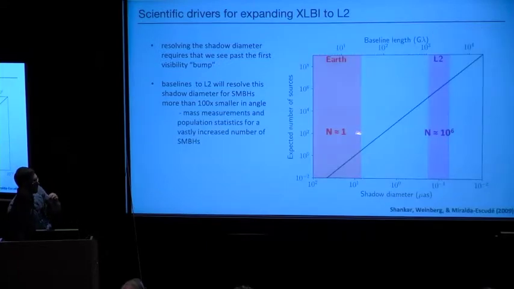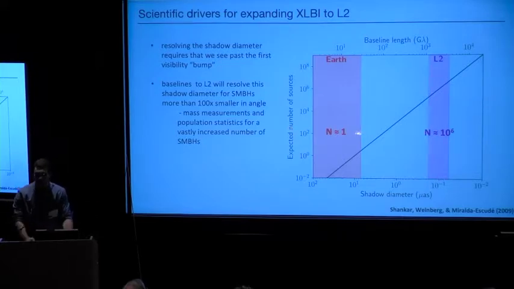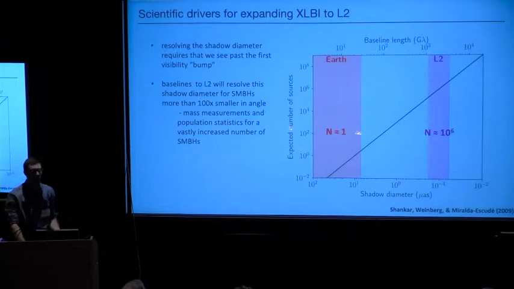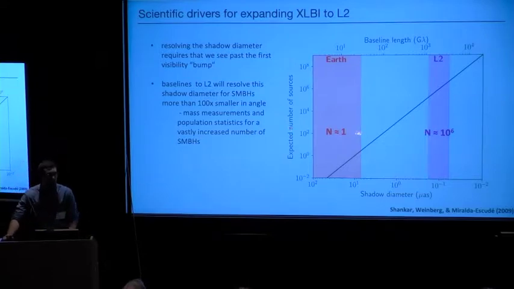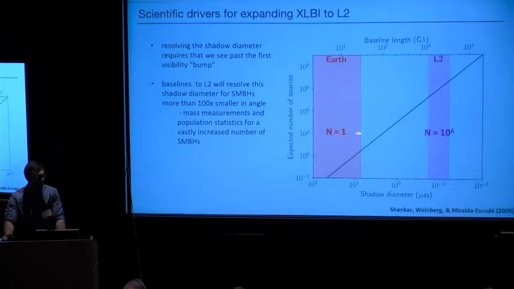And the thing is, there's an awful lot of these objects, right? The volume you have access to goes as something like the length of your baseline cubed. And so if we have one M87 type object for Earth-sized baselines, if you expand them by a factor of 100, you're talking about something on the order of 1 million black holes with angular sizes of this size or larger. And so it's just a vast increase in the number of potential targets that you would have access to.